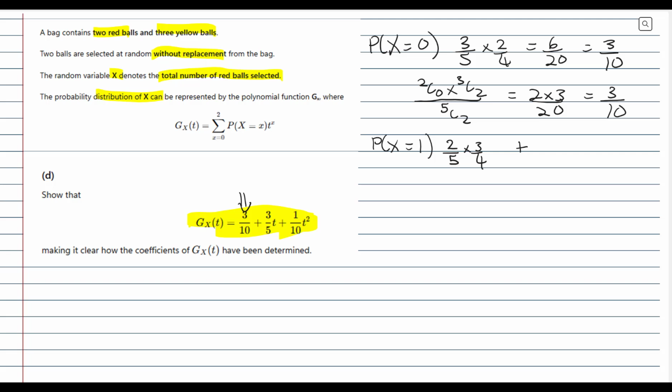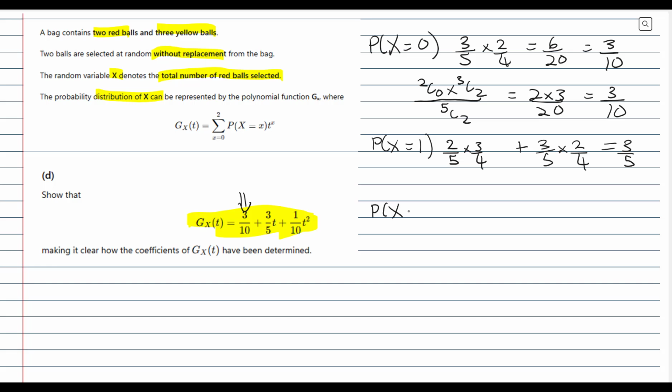which is picking a yellow ball first. So that would be 3 out of 5, and then the red ball second, which would be 2 out of 4. Either way, we add that up, that's 12 out of 20, and simplify it is going to go to 3 out of 5.